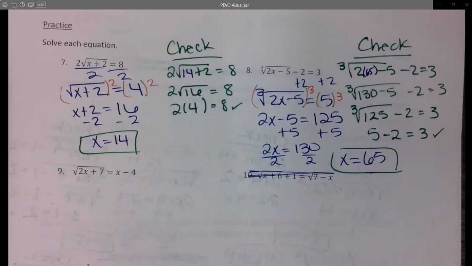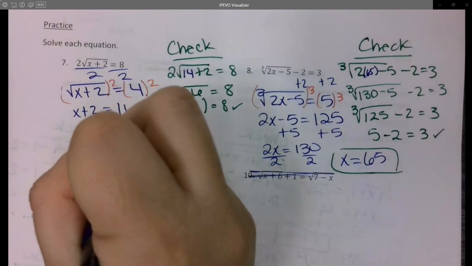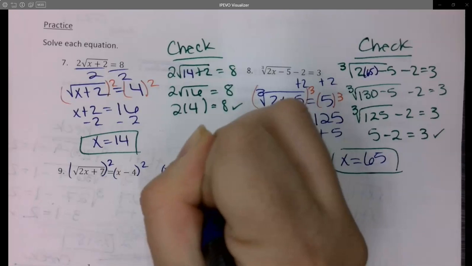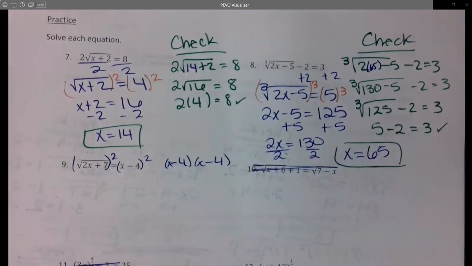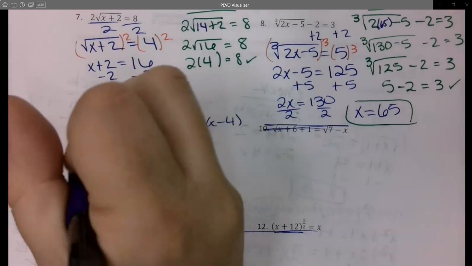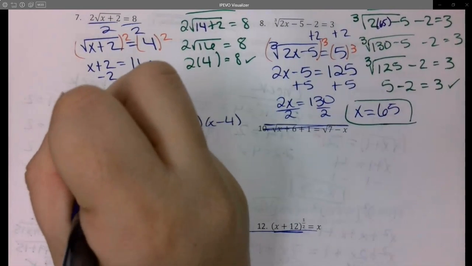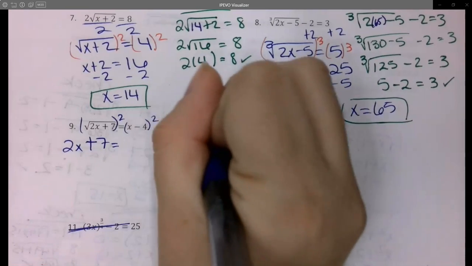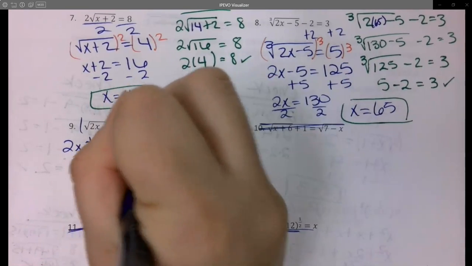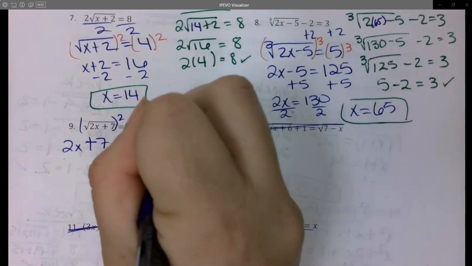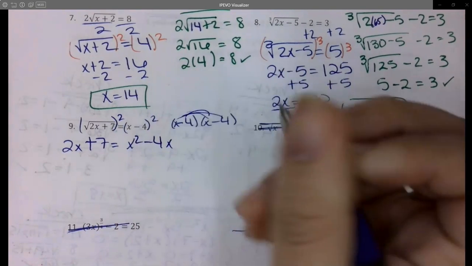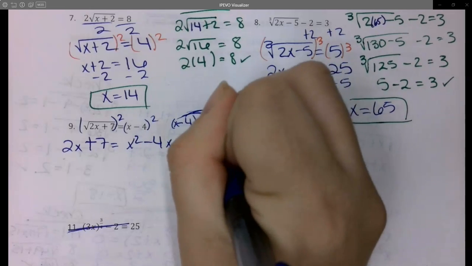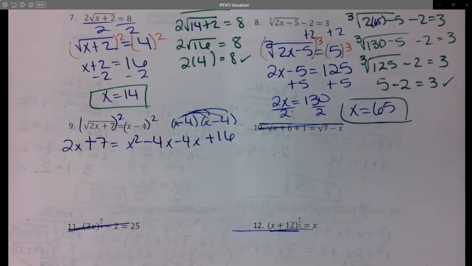Okay. Number 9, I want to go ahead and square both sides. So I'm doing x minus 4 times x minus 4 on the right. On the left, I'm just going to have 2x plus 7. On the right, I'm going to have x times x, which gives me x squared. X times negative 4 gives me negative 4x. Negative 4 times x gives me negative 4x. Negative 4 times negative 4 gives me positive 16.